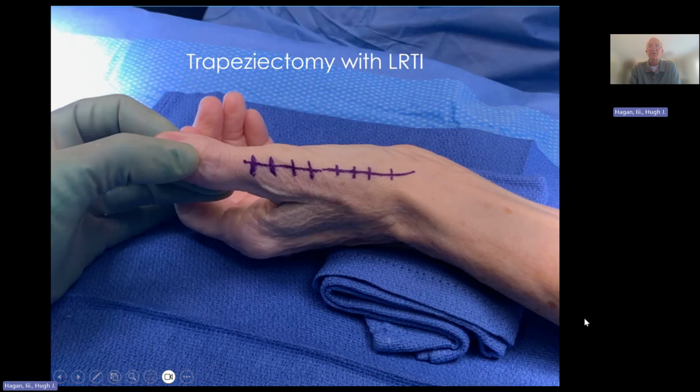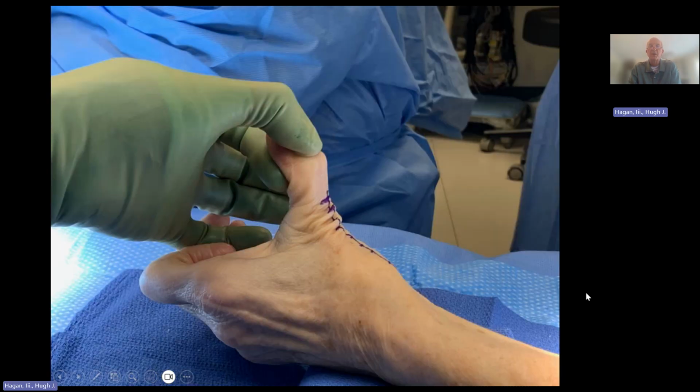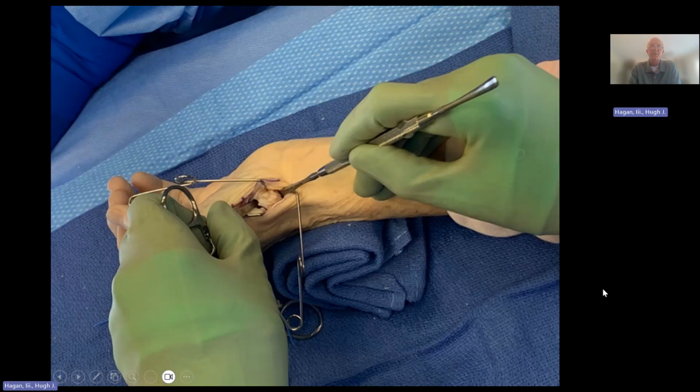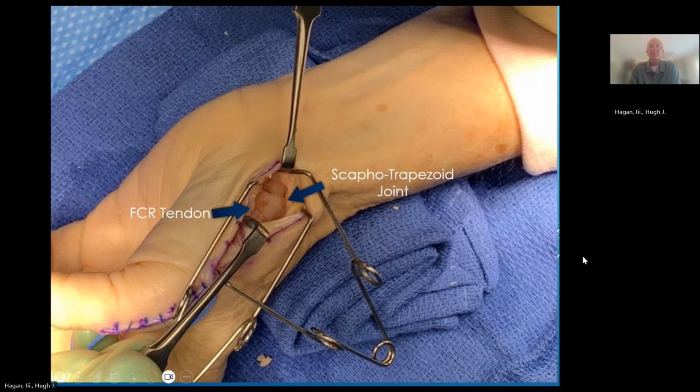So here's some pictures. This is a lady who had an instability of her MP joint in addition to her arthritis. So I did an MP fusion for her. Here's her joint instability. So I've done her fusion already. Here's her trapezium exposed through a Wagner approach, taking care to avoid injury to the radial sensory nerves.